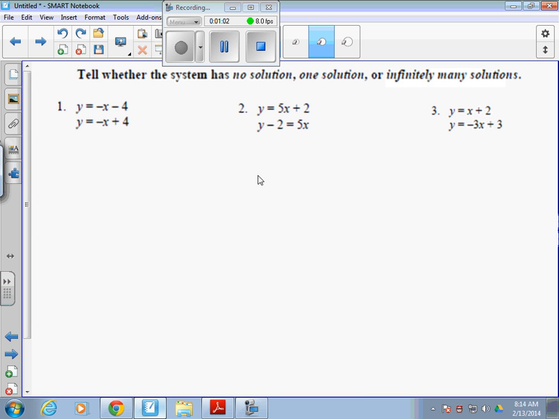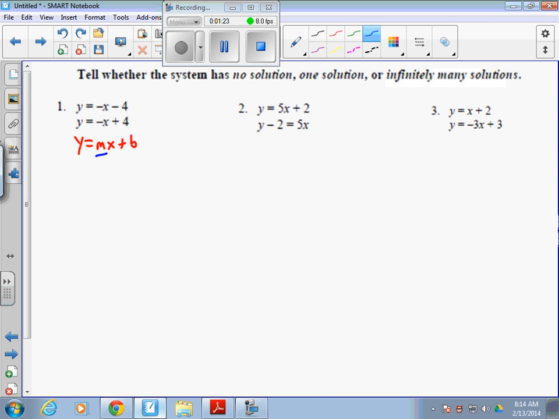That being said, if we look at number 1, it says y equals negative x minus 4 and y equals negative x plus 4. What you want to do is ask yourself, what is the slope of these two equations? Remember, y equals mx plus b. Your m value represents the slope.